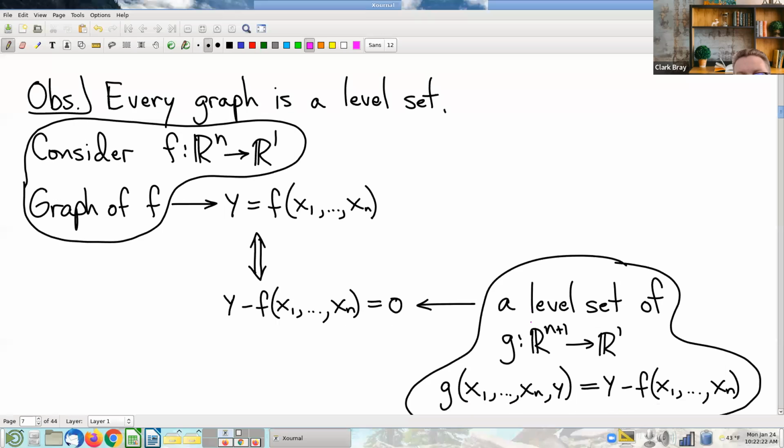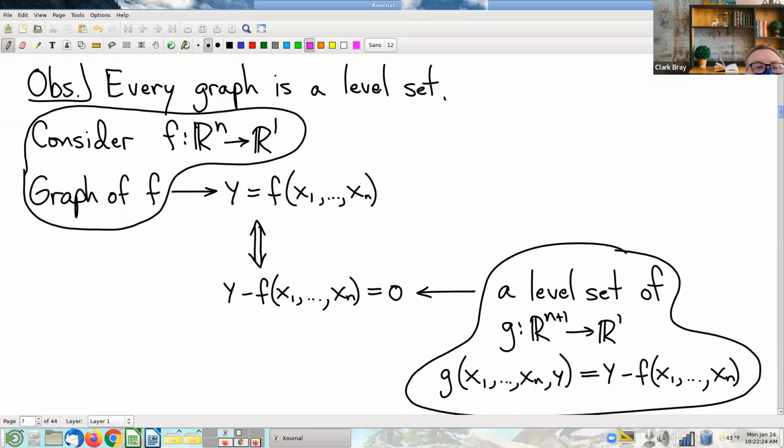Let's move it along. I think this is a really nice observation. Every graph is also a level set. Now, importantly, a level set of a different function. This is not saying you can use graphs and level sets interchangeably. Of course not, that'd be silly.